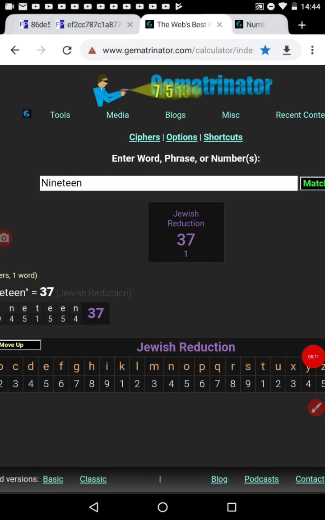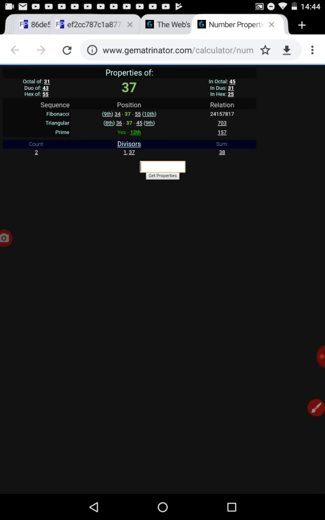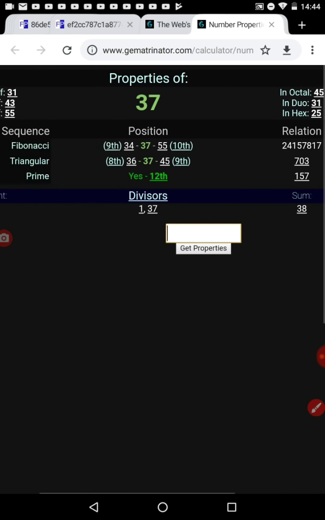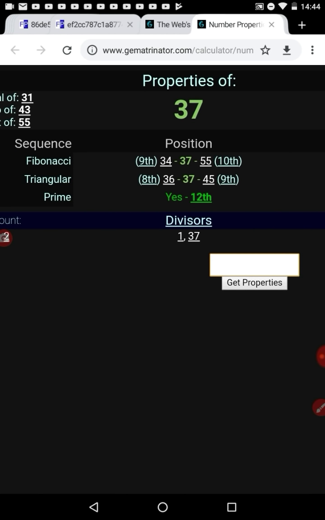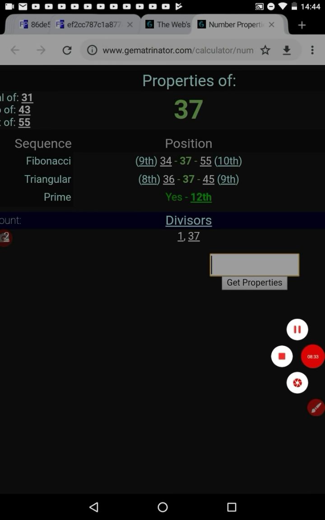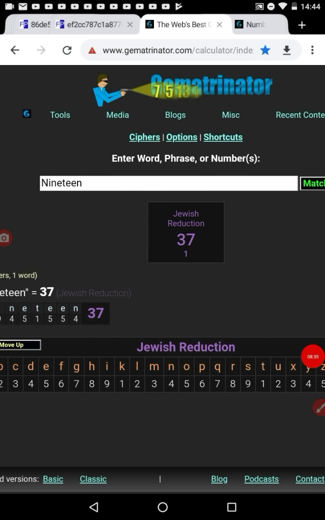19 in Jewish reduced is 37. 37 links to time as well, because that's the 12th prime. 12 hours AM, 12 hours PM. 12 is the number that represents time. That was for 19 in Jewish reduced.